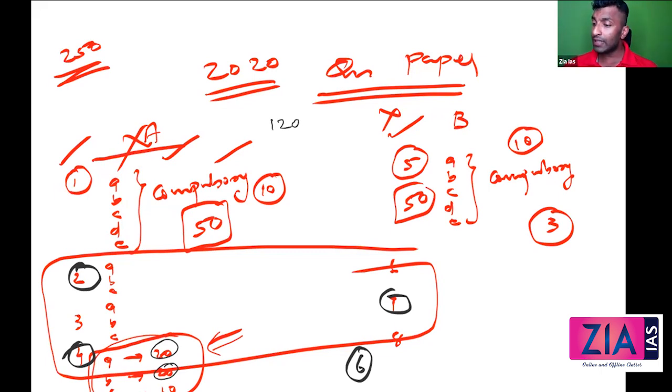How many 10 markers are there? 5 here, 5 here, and from each of the ones you have selected, 1 here, 1 here, 1 here. So total 13. So 130 marks for 10 markers. That means 13 questions, and 6 questions, 120.